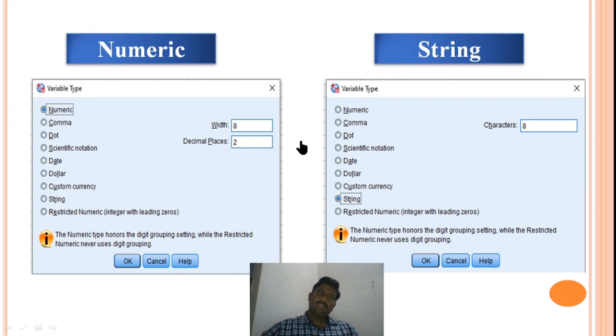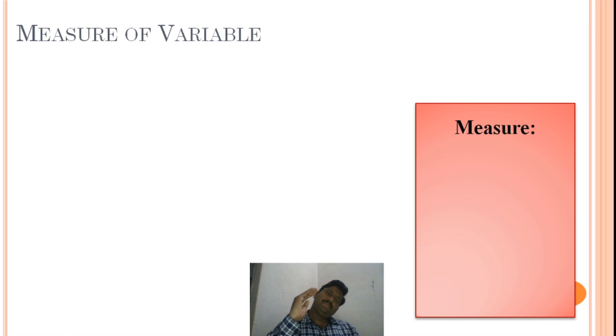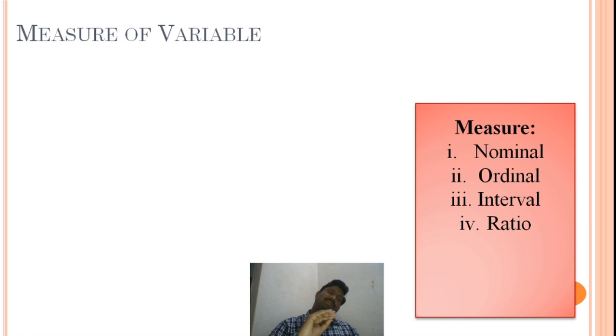Measure of variable. One of the most important aspects is measure of variable. Measure of variable means nominal, ordinal, interval, ratio. These four are called measures of variable. Detail of this scale we will read in research methodology. Link you will find in the I button above. For the SPSS, for the sake of this, nominal means categories only: boys, girls, rural, urban, male, female. Ordinal means ranking: first, second, third, fourth. Interval means equal spacing. And ratio means equal spacing plus absolute zero.